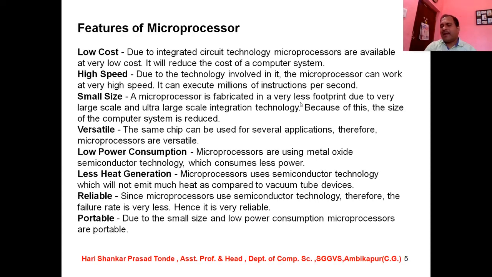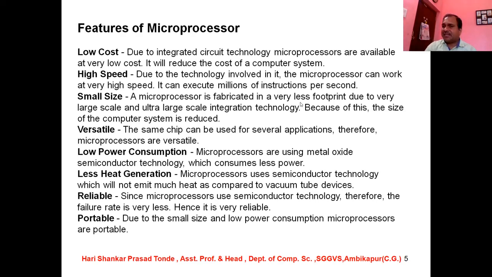Small size: microprocessors are very small, as we all know. It will be in the form of daughter boards on the motherboard, which you are familiar with. Versatile: the same chip can be used for several applications. Therefore microprocessors are very versatile. You implement one chip and it can be used in many types of applications, attached with the software. Low power consumption is another feature.